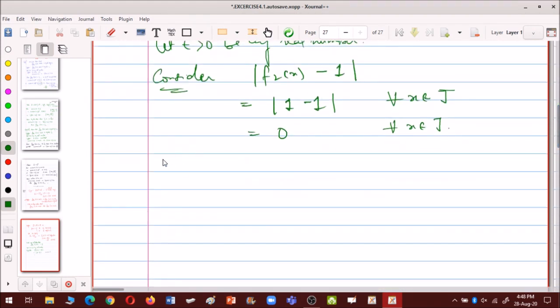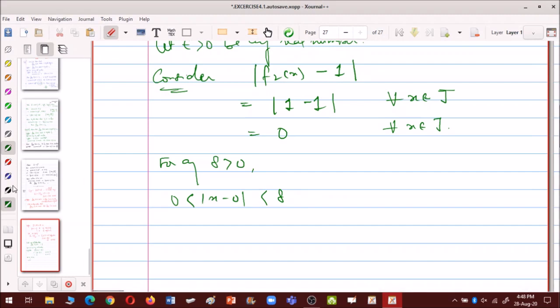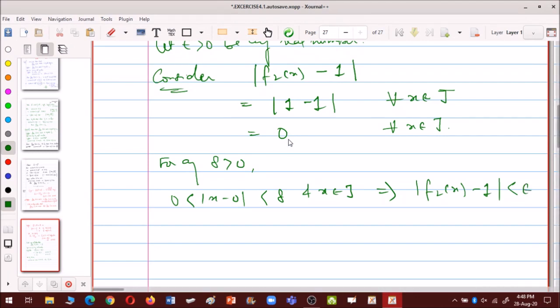For any delta greater than 0, 0 less than |x minus 0| less than delta, and x belonging to J, implies |f2(x) minus 1| is less than epsilon. This is less than epsilon for all x belonging to J, whatever delta we may take. Hence limit x tends to 0, f2(x) is equal to 1. So limit x tends to 0, f2(x) exists.